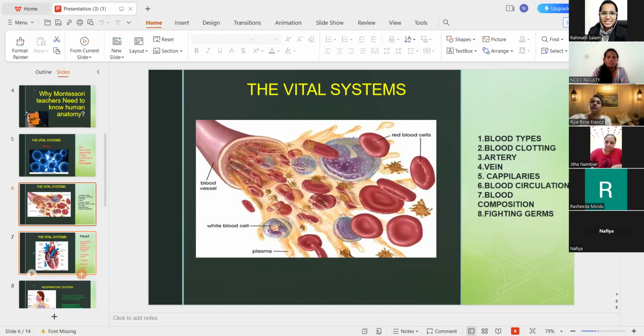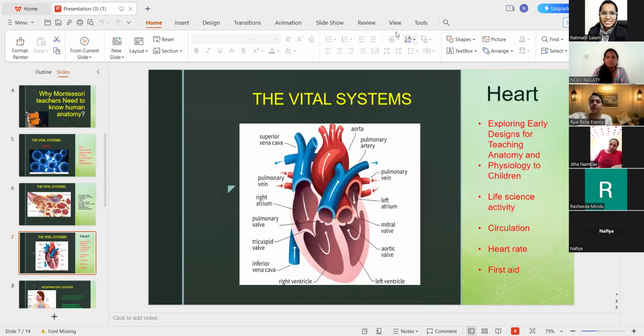Excellent. So the next vital system is our heart. Okay. Anatomy of the heart. First, I will explain. This is 1, 2, 3, 4. We are having 4 chambers of the heart. Okay. Before that, I want to say, see here, this blue color is there, no?